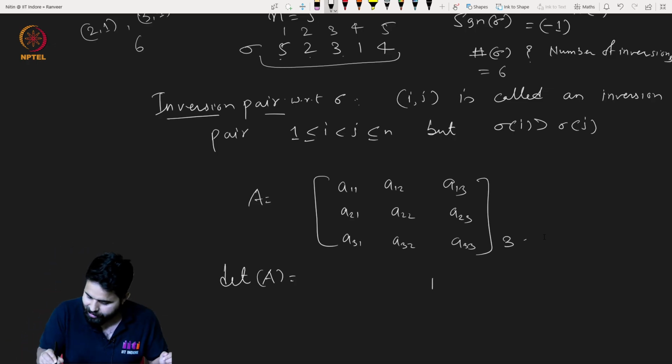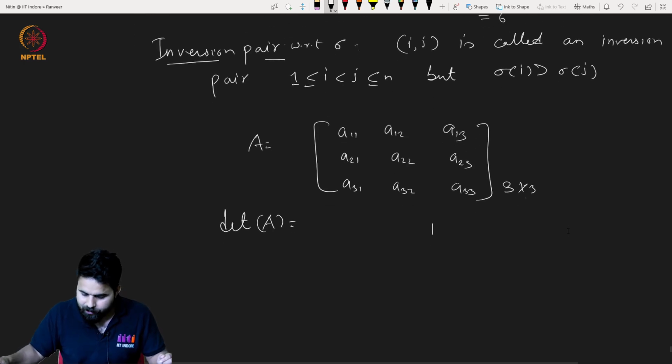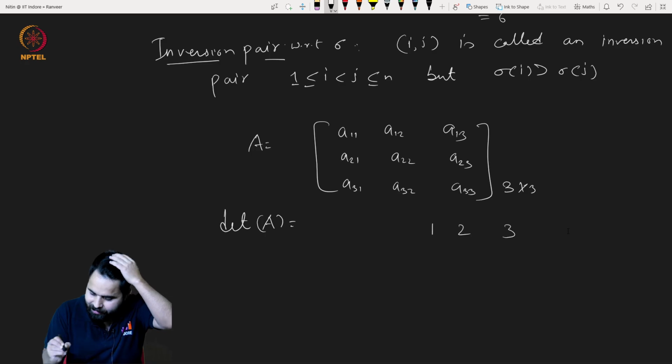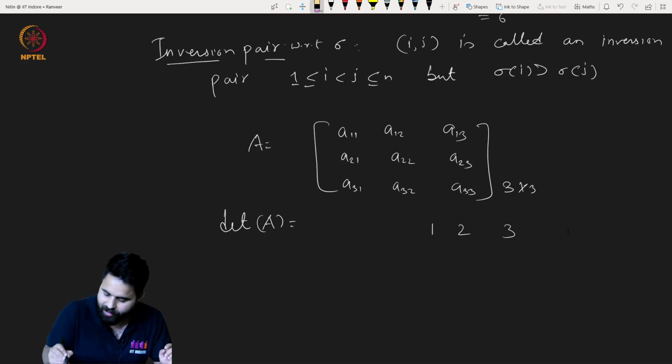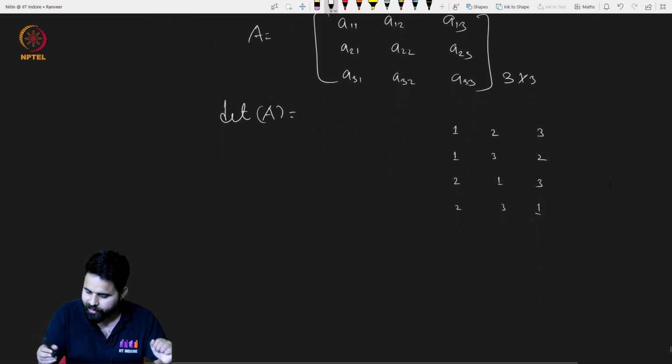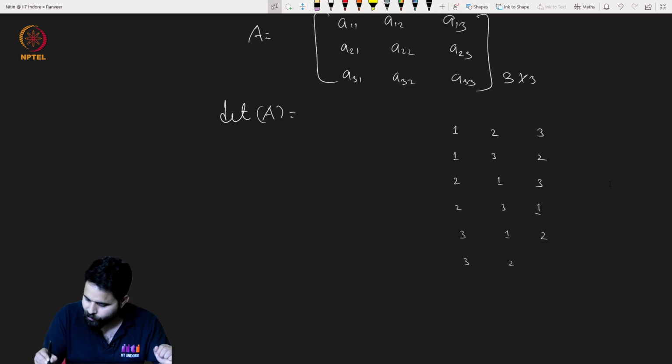Where A is a 3 cross 3 matrix. Very good. So let me write down all the permutations of 1, 2, 3. So this is 1, 2, 3. Let me write in some smaller font, I will tell you why. So 1, 2, 3. What are the others? 1, 3, 2, then 2, 1, 3, 2, 3, 1. There will be 2 more: 3, 1, 2, and 3, 2, 1.